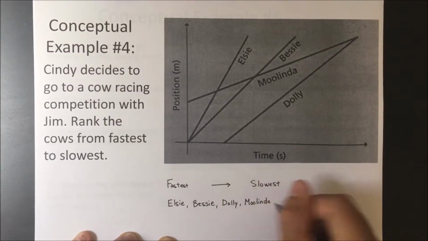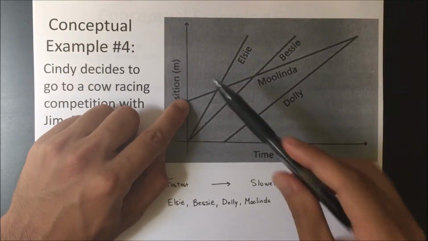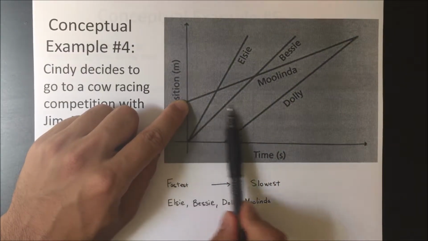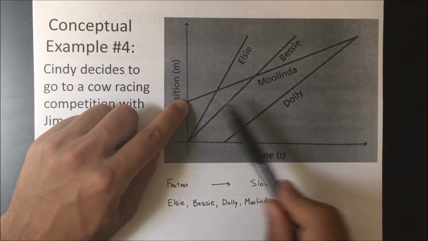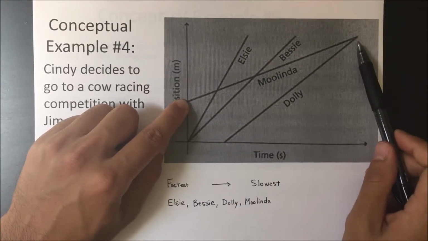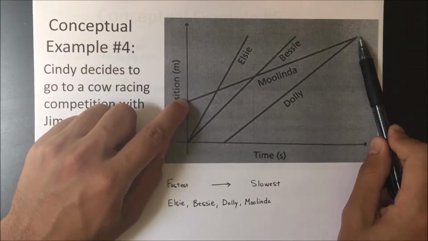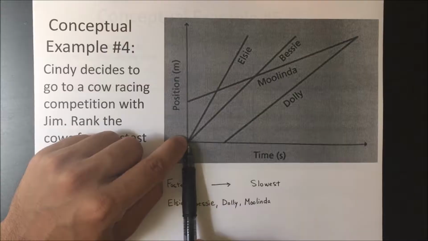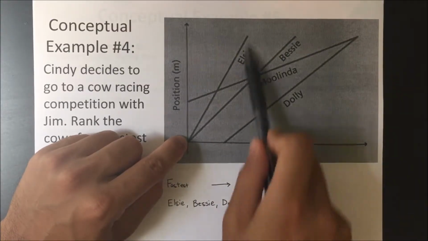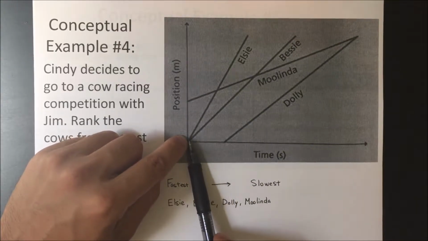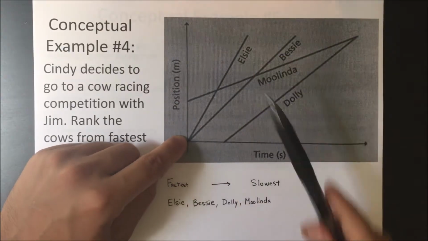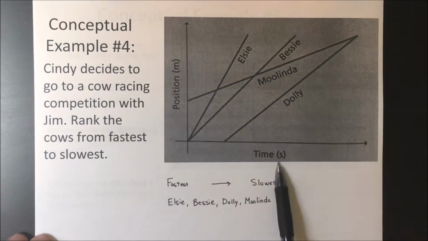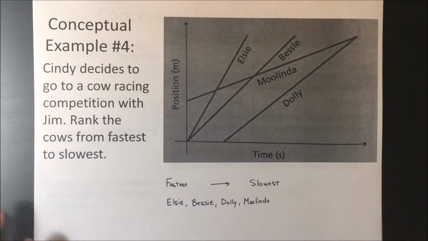And again, I want to emphasize, Moolinda goes from this position to around this position, but it takes her this long in order to get there. So we know it's really slow. But when we compare it to Elsie, she goes from here all the way to over here in a very short period of time. So since the period of time is shorter and the distance is greater, we know it's going a lot faster than Moolinda. So the slope of a position versus time graph will show how fast it's going.